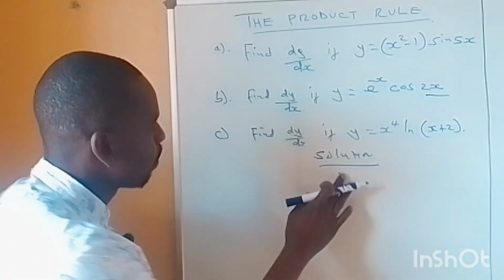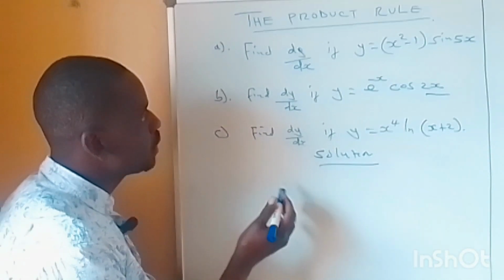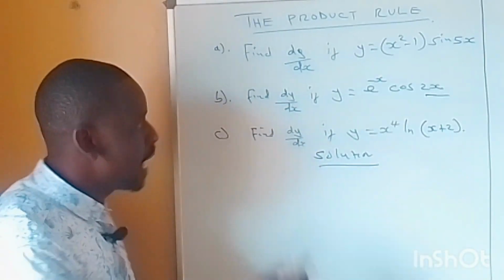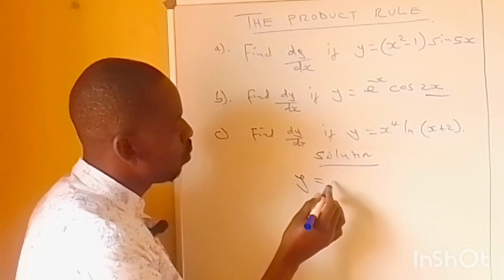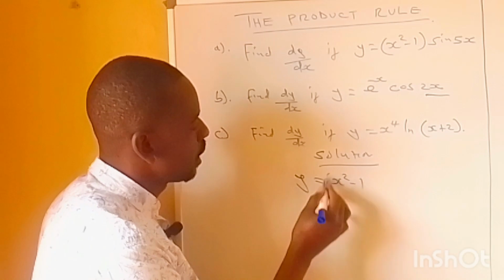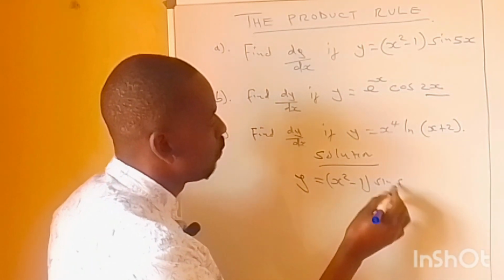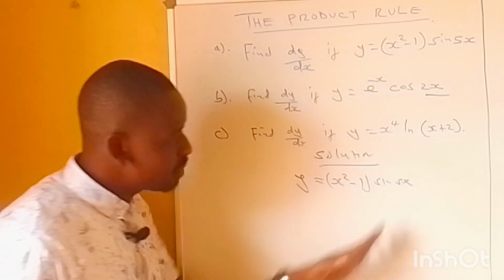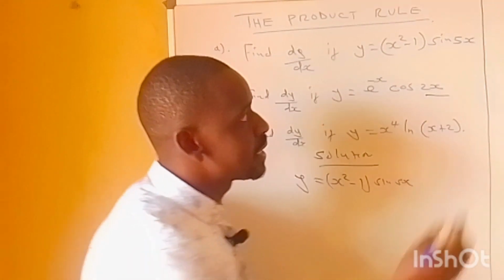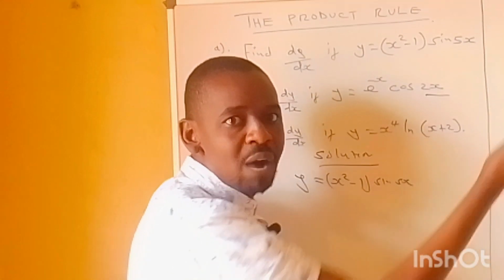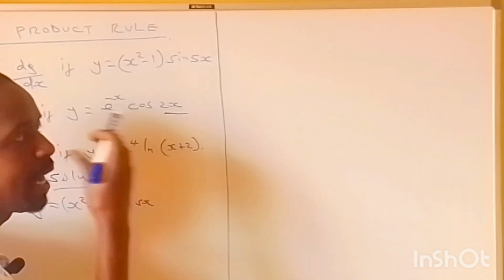Let's go back here. So number one, we want to get dy over dx from the function y is equal to x squared minus 1 times sine of 5x. But before we look at this, let's look at something here. I want us to remind ourselves of some important things.